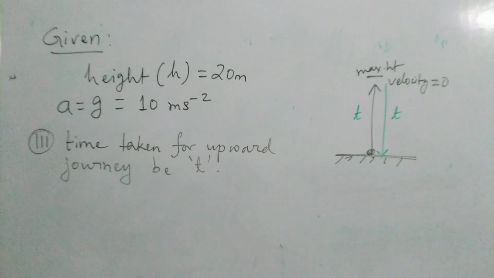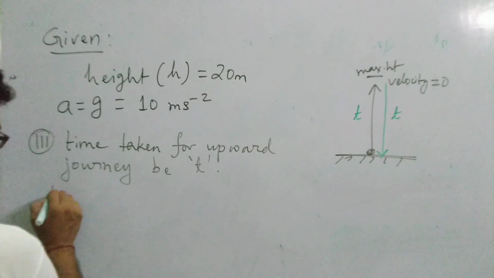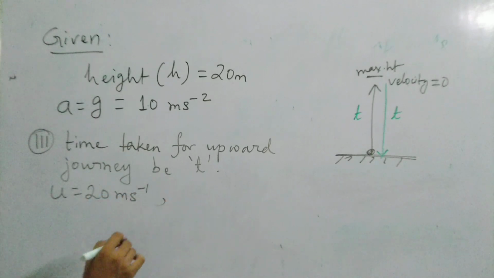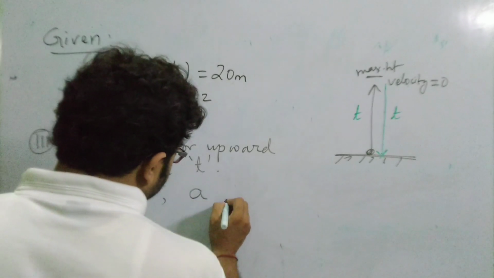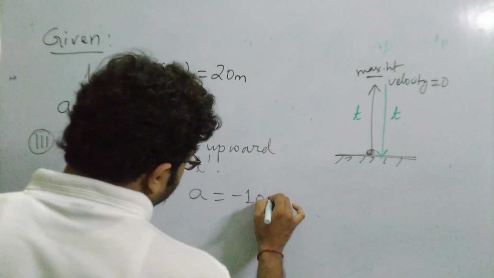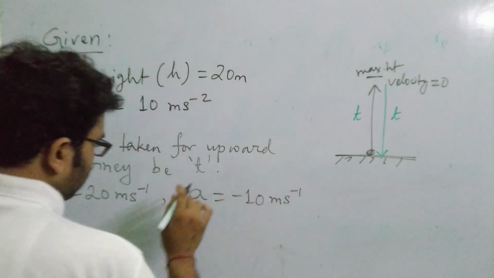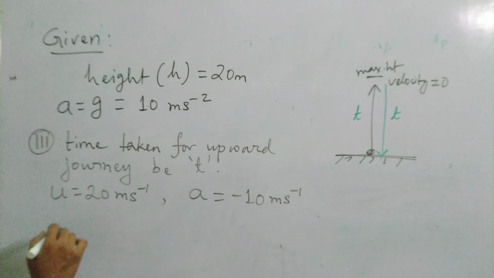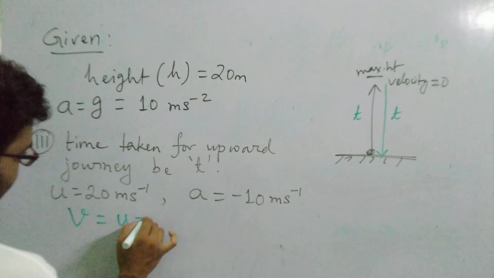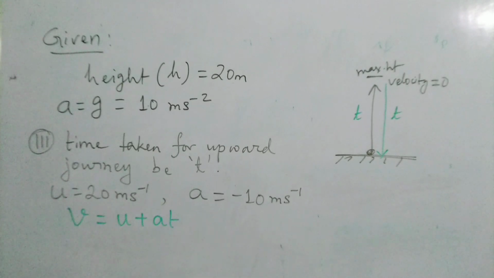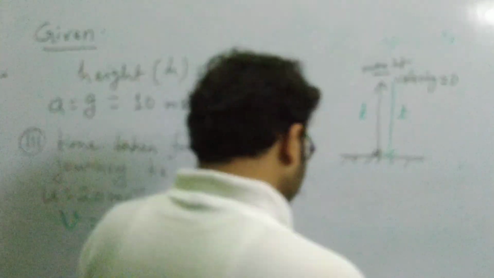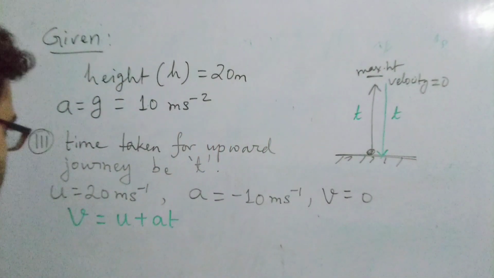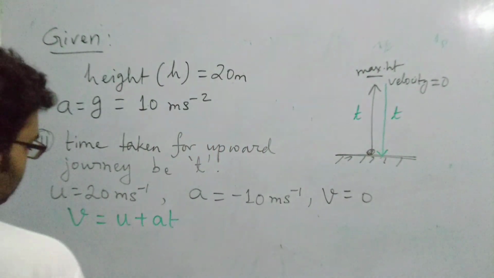Now, can we consider that during the upward journey the initial velocity was 20 meter per second? Yes, we have already calculated this value, and the acceleration should be taken as minus 10 meter per second square, as it is opposing the upward journey, it's retarding. So you can easily utilize this equation, v equals u plus at, and during the upward journey when it reaches the maximum height, what happens? The final velocity v becomes 0 here. So from this you can calculate the value of t.